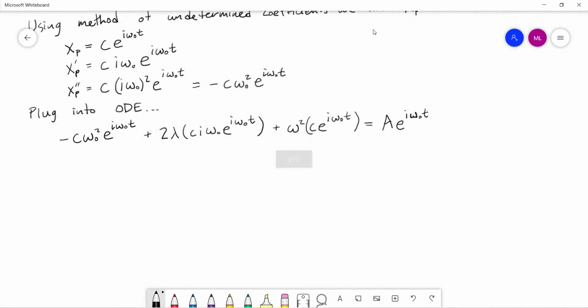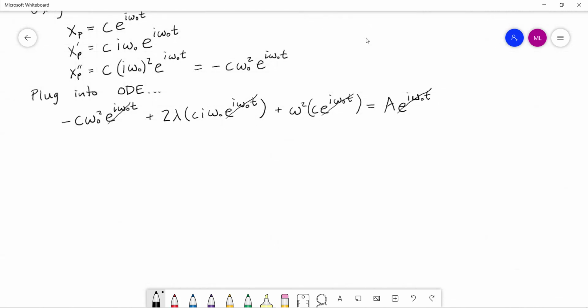Every single term has the e to the I omega naught t term in it, so we can cancel all of those, basically divide out by this term all the way through. And we wind up with the following. We wind up with negative c omega naught squared plus 2 lambda c I omega naught plus omega squared equals a.